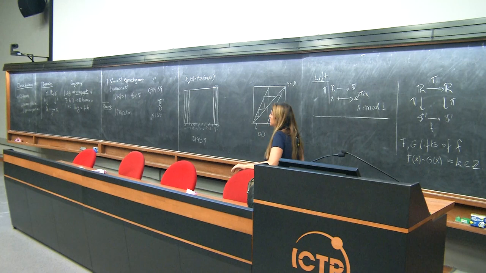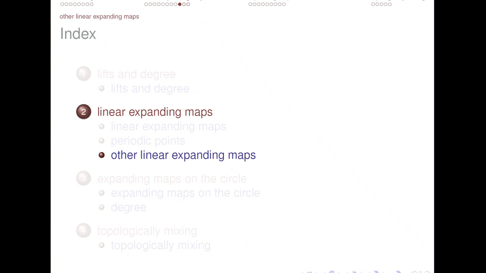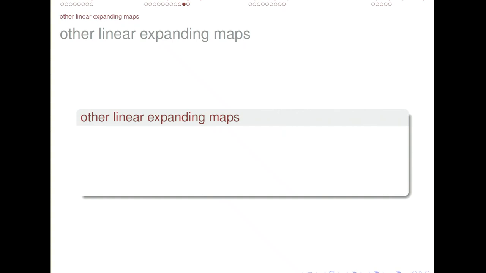So let's do it with a general map. Well, first with other linear expanding maps, but then we are going to do it with any expanding map. So what happens when we have, like, 10x mod 1? What happens in this case? Can you tell the number of periodic points in terms of the degree? N to the n minus 1.